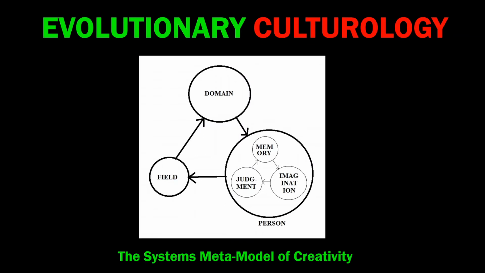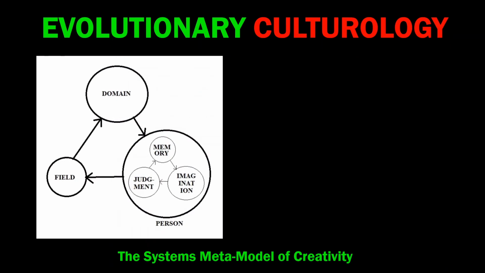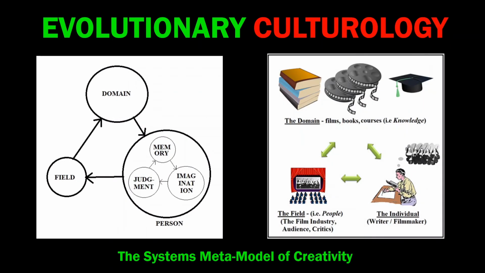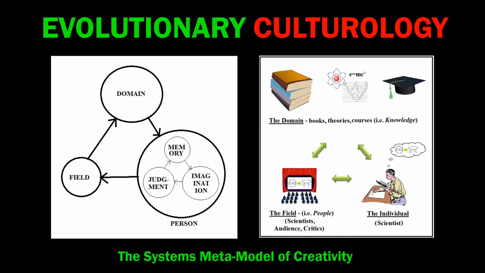So here's an illustration of that. It's a bit clearer if we see it in diagrams or symbols. So you have the domain or knowledge up top, the person down the bottom right, and the field down the bottom left. This is an example using the film industry. And it also works the same in science, so the arts and the sciences are no different when it comes to creativity. You still have this systems metamodel of creativity at work underneath it.